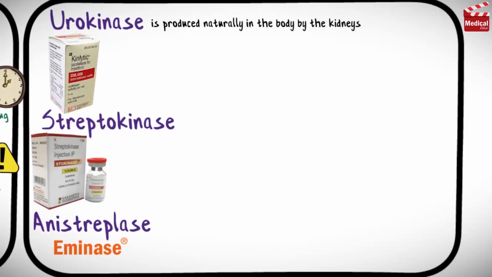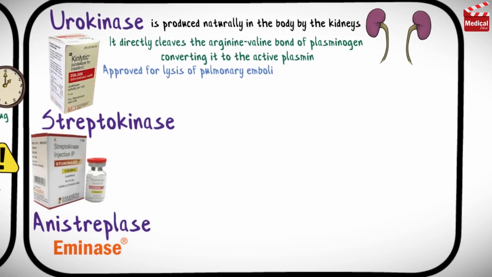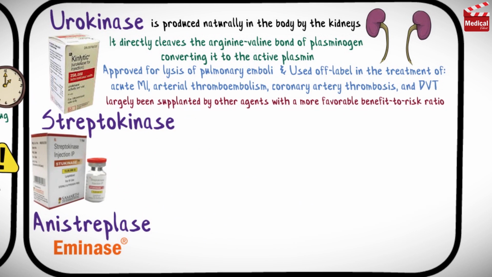Urokinase is produced naturally in the body by the kidneys. It directly cleaves the arginine-valine bond of plasminogen, converting it to the active plasmin. It is only approved for lysis of pulmonary emboli. It may also be used off-label, in the treatment of acute myocardial infarction, arterial thromboembolism, coronary artery thrombosis, and deep venous thrombosis. Its use has largely been supplanted by other agents, with a more favorable benefit-to-risk ratio.